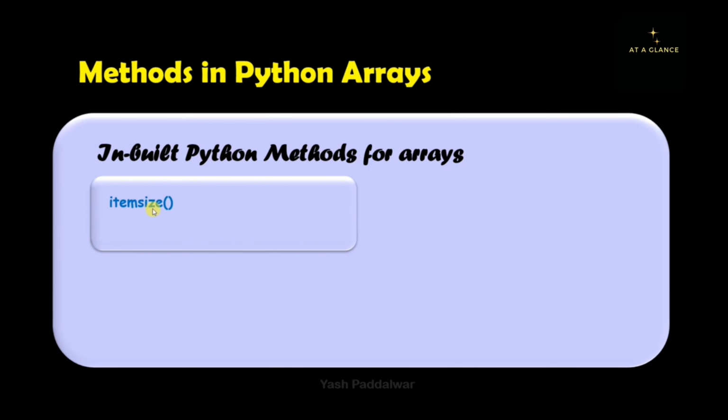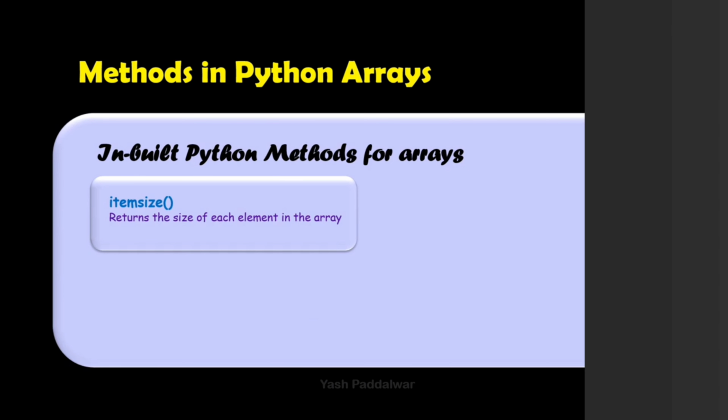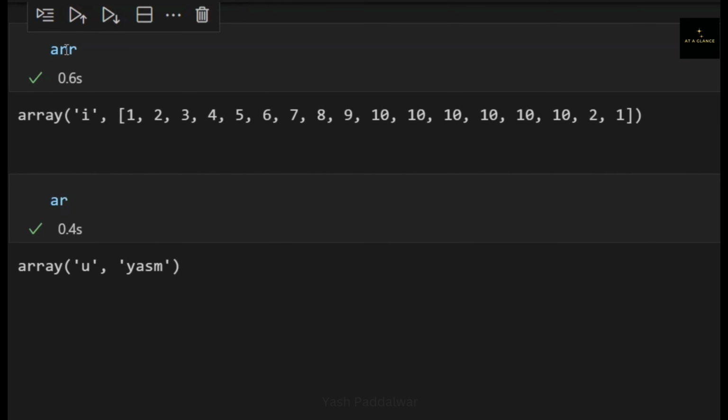So here we have the method named itemsize. The name itself tells that this particular method returns the size of each element inside the array. Note that it does not return the size of the array, it returns the size of each element. So let's have a look at the implementation of it and see what result we get.